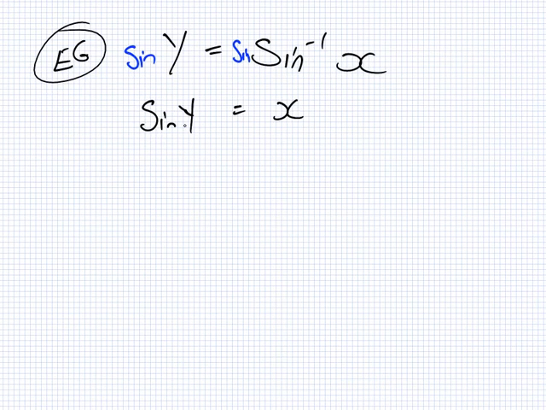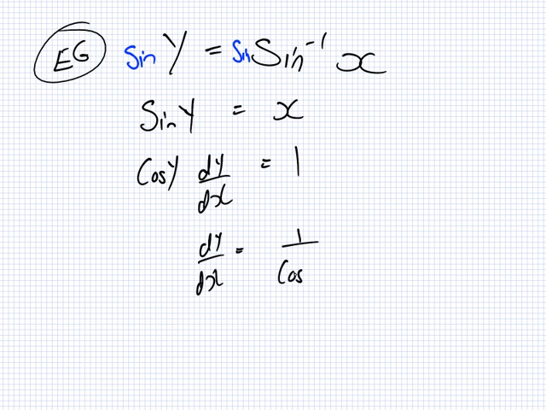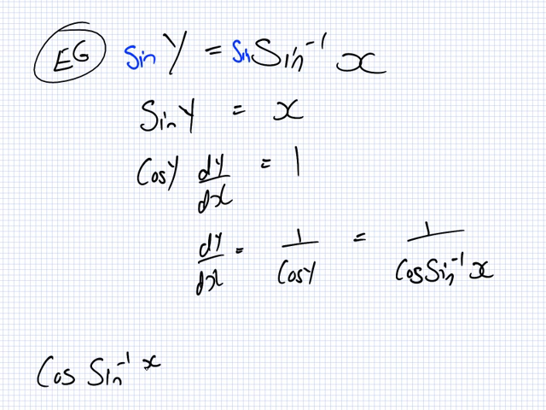Derivative. So, what's the derivative of sine y? Cos y dy over dx equals 1. So, what does dy dx equal? 1 over cos y. Well, what is y equal to? Cos sine inverse x. Now, I gave you problems like this in semester 1. How do you simplify cos sine inverse x, or rather x over 1?